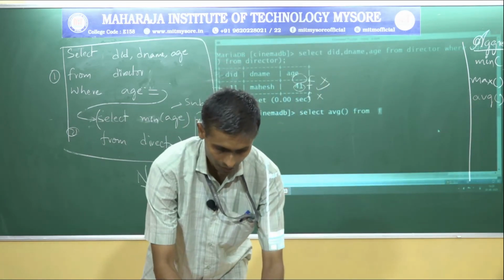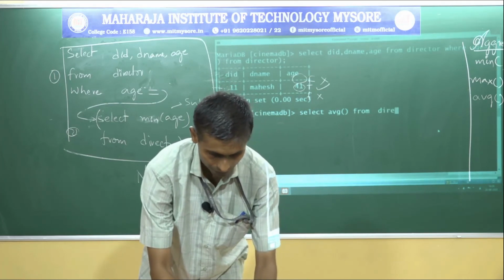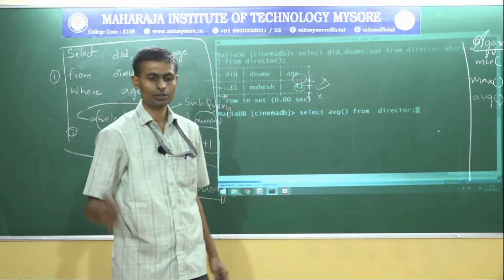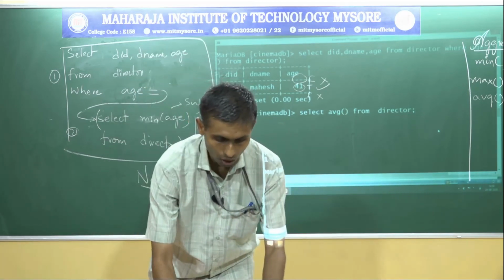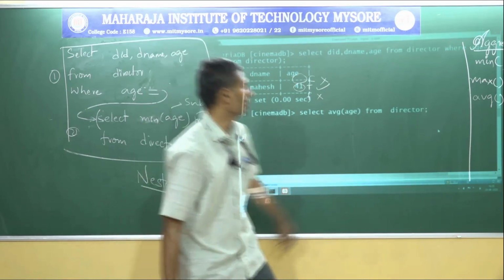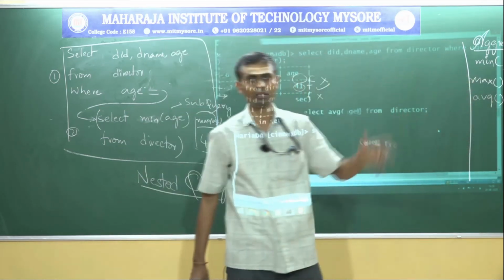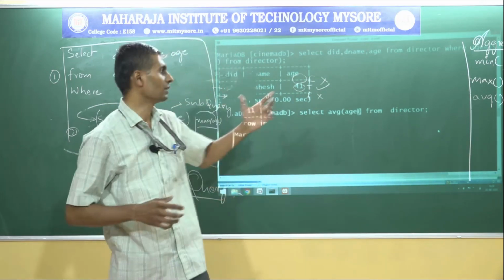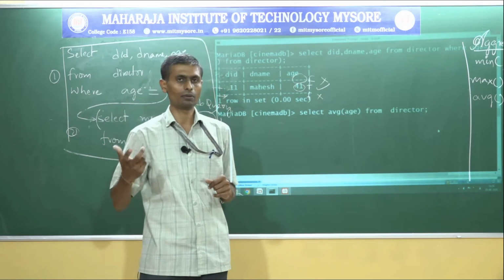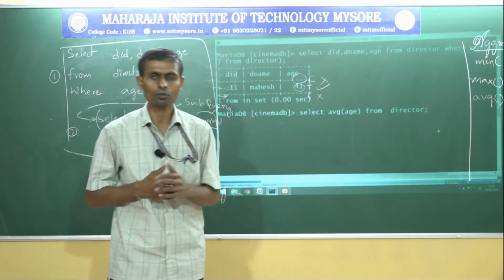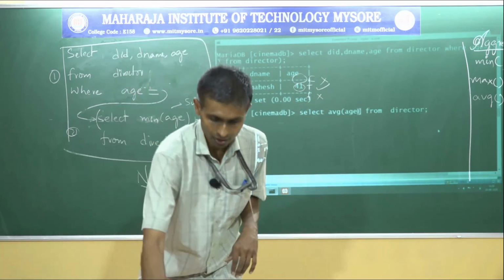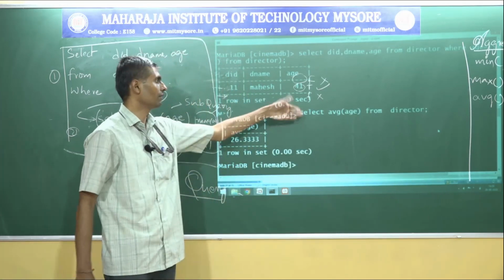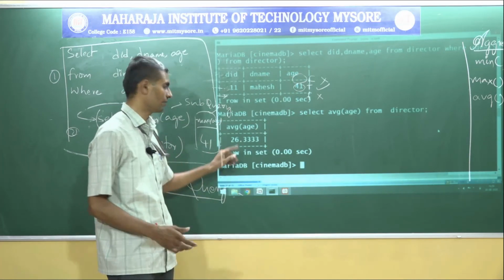From which table? From the director table. What do I want? Just simply the average. Average of what? I should mention an attribute. To every aggregate function we must supply an attribute of that respective table as an argument. On which column I want to find the minimum, on which column I want to pick the maximum, or on which attribute I want to perform this average computation, that we have to mention. Look at this, guys: 26.33. Even if you add and divide by 3, we will definitely get 26.33.